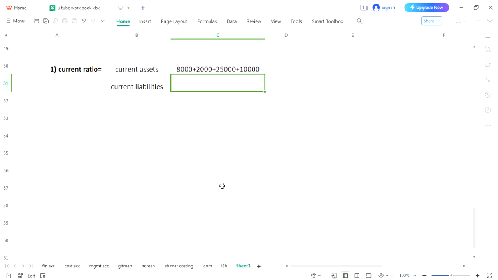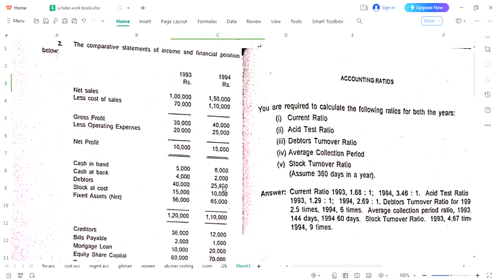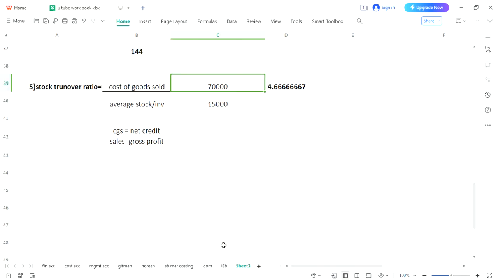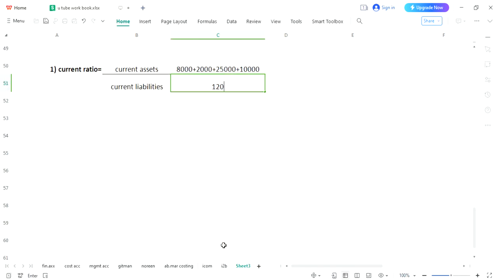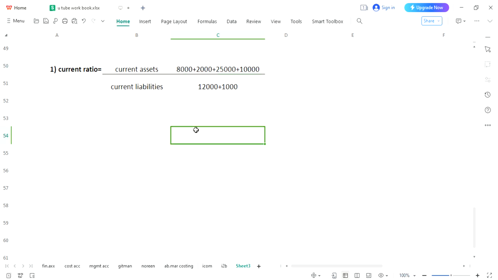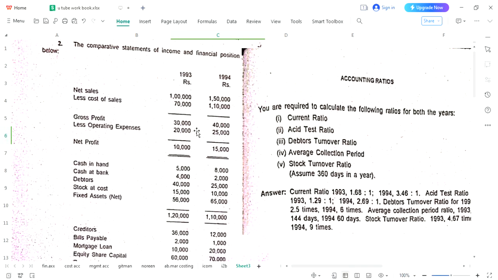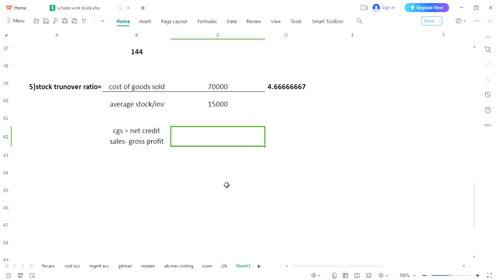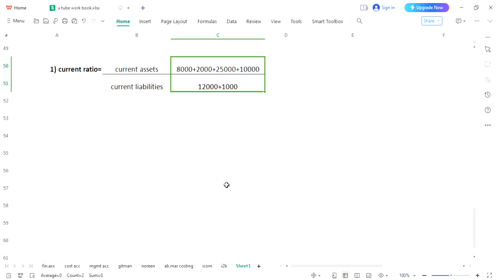25, 10. And let's see how many current liabilities. Only two, 12 and 1. So just put 12,000, 1,000. So our current assets completed, current liabilities completed for second year. 8 to 25, 10. Let me check again. 8 to 25, 10. All right, now it's okay. We have seen. It's time to start our calculation.